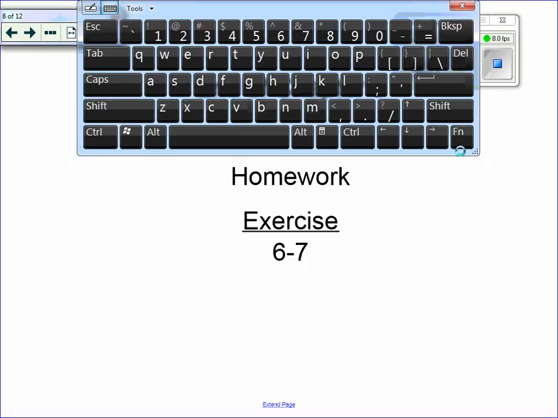So no, I'm not going to assign you that homework. We just did it together. Boy, this is locked up. I would like, let's see, what time are we at here? 10 o'clock.